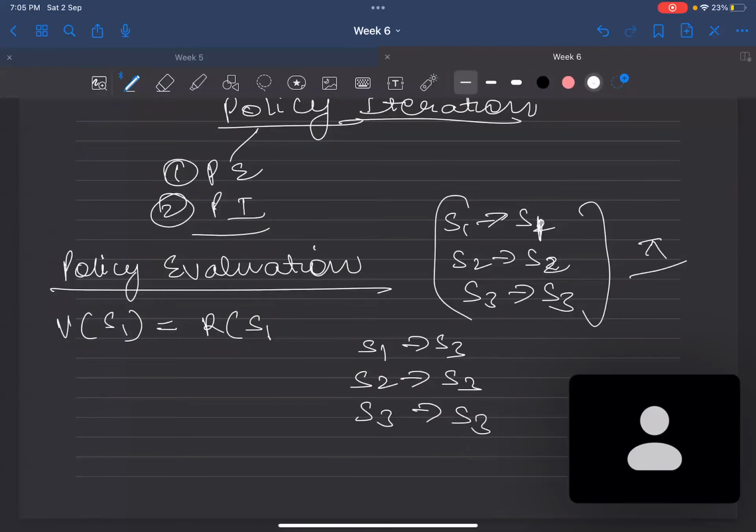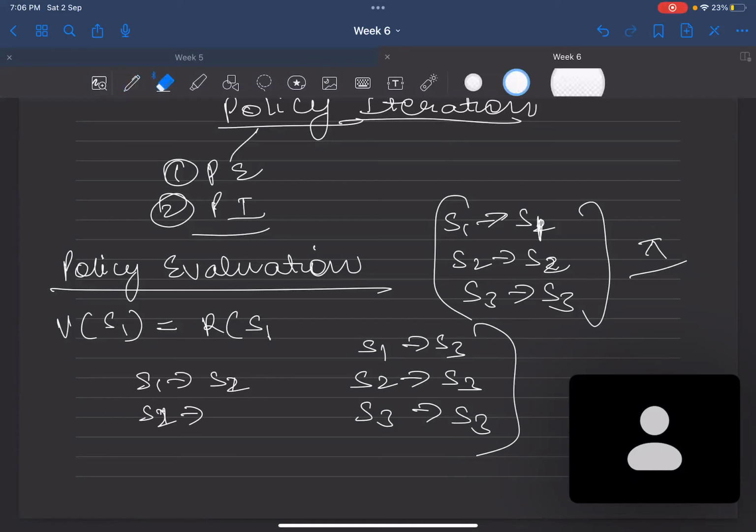I can write like this. This is what you are explaining. No. The starting state is S1, but from S1 I can go to S2, S1 to S1, S1 to S3, S2 to S2, S1 to S1, S1 to S3, like that for all.